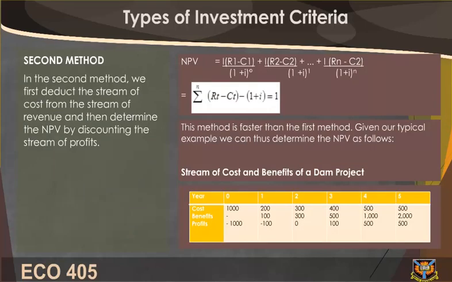Second method. In the second method, we first deduct the stream of cost from the stream of revenue and then determine the NPV by discounting the stream of profits, as we can see below.